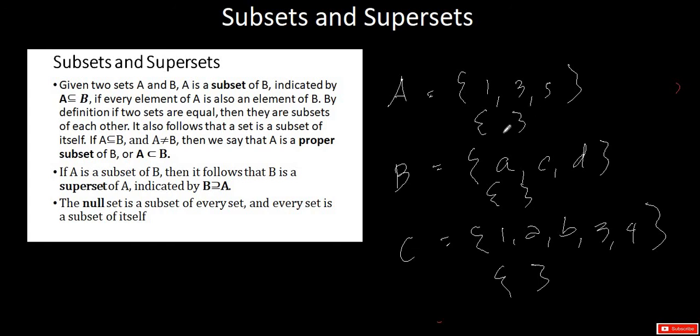So therefore, an empty set is contained in a given set. Since an empty set is contained in a given set, it is a subset of the given set. Say, for example, here, the null set is a subset of set A. Here, the null set is a subset of set B. And here, the null set is a subset of set C. So in general, a null set is a subset of every set. Now let's have more examples.